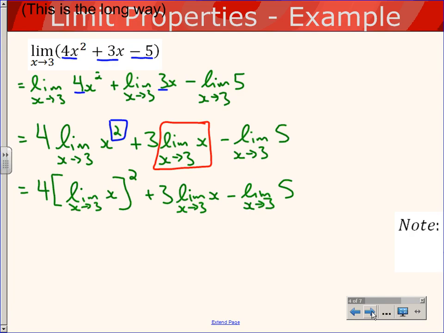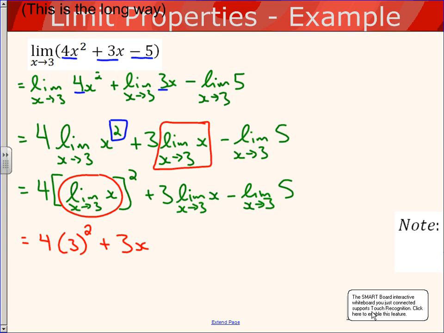So for this first one, right here, the limit as x approaches 3 of x, we just sub in the 3. The 4 stays there. The limit gets evaluated to a 3, and it's squared. Plus 3 times the next one. There's our limit as x approaches 3 of x again, so that's just an x. And the last one is just our constant, right? And it's just equal to 5.